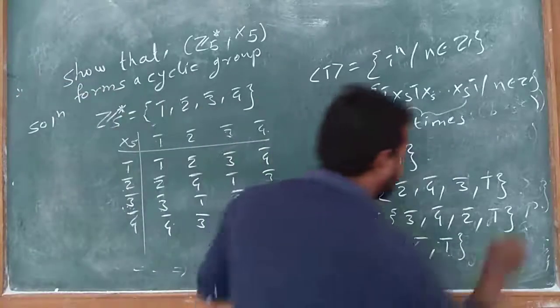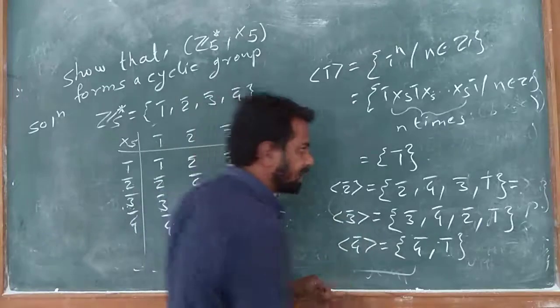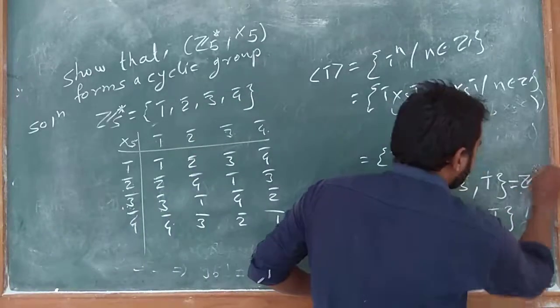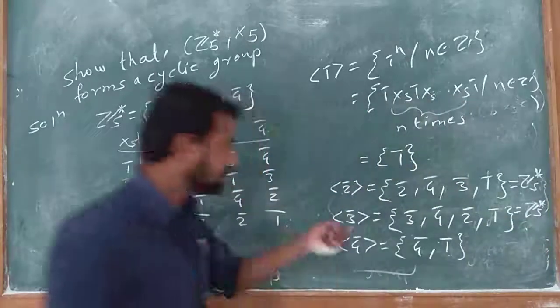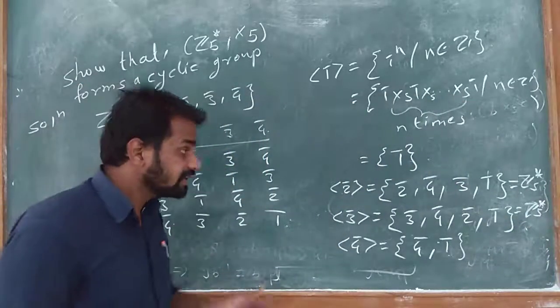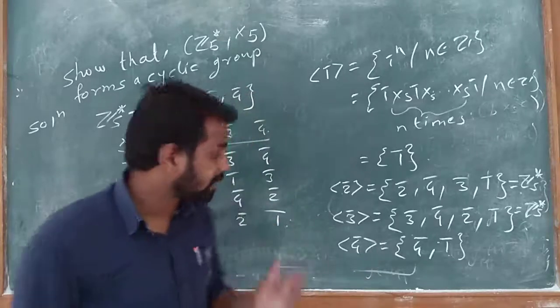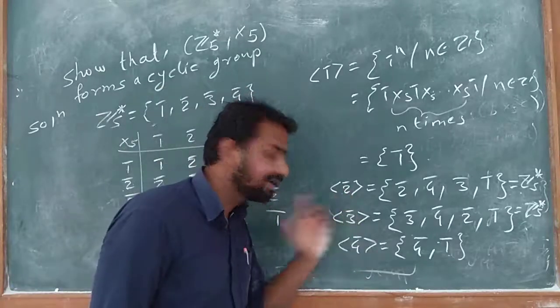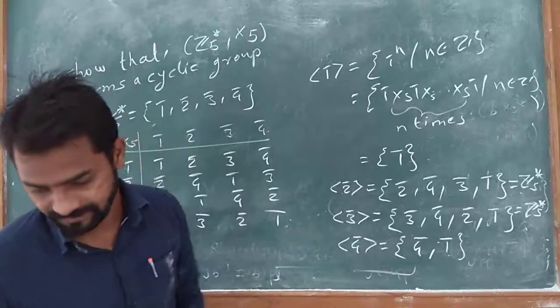Therefore, here we see that the cyclic subgroup generated by 2 bar is equal to Z5 star, and also the cyclic subgroup generated by 3 bar is also Z5 star. Therefore, Z5 star is a cyclic group and it is generated by 2 bar and 3 bar. That is, it has 2 generators, 2 bar and 3 bar.